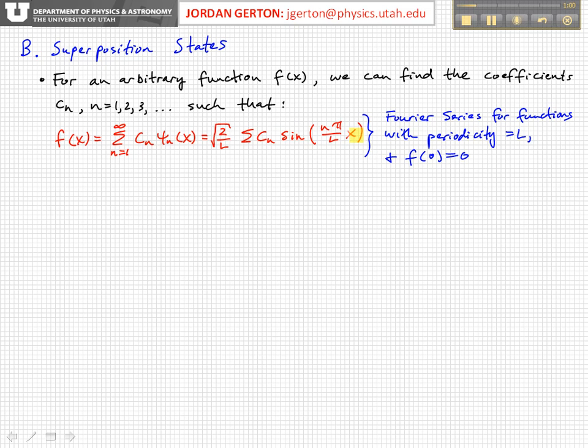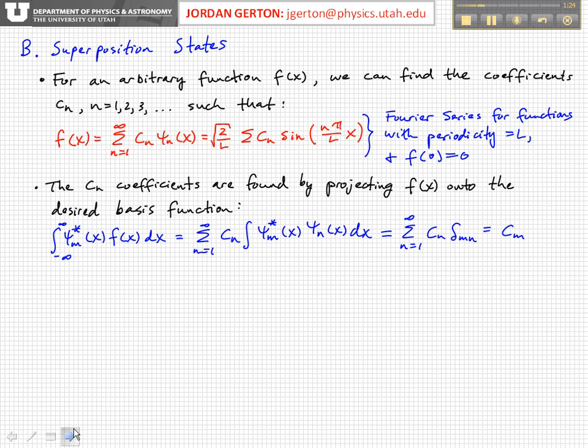And those of you who might have taken a linear algebra class or complex analysis class may recognize that this is the Fourier series for an arbitrary function with the periodicity L and whose value f at x equals 0 is equal to 0. Okay, all right. So you have some arbitrary function of x which satisfies the boundary conditions.